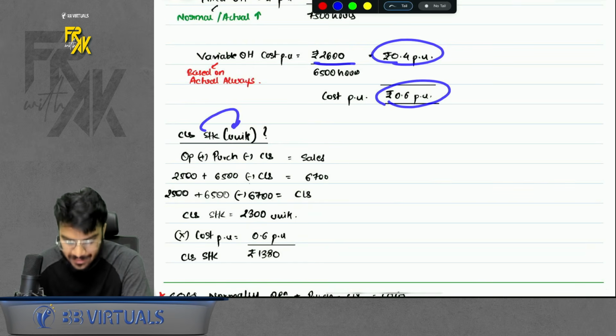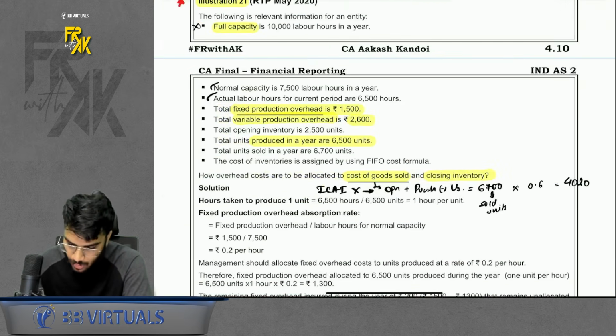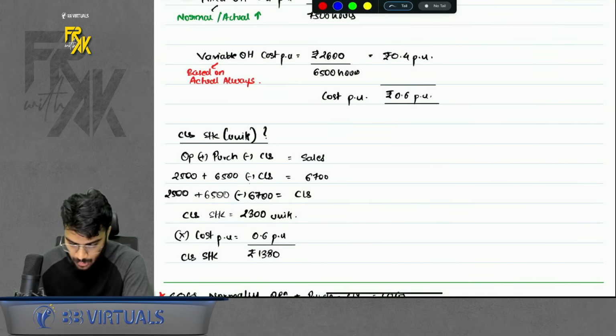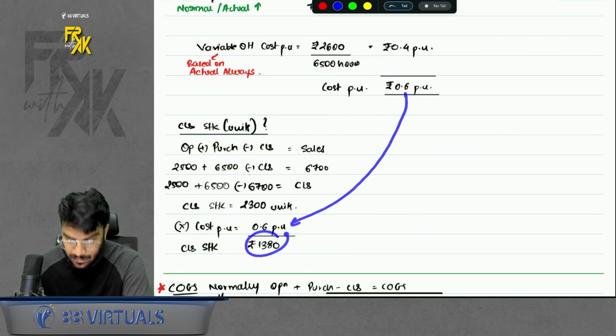Now closing stock units are missing, so apply that formula. Opening plus purchase minus closing is equal to sales. Through this formula you can get the closing stock amount. Opening is given, sorry, production is given, sales is given, and closing stock you can find with this formula. So you get 2300 units. Now the cost per unit is 0.6, so you will get the closing stock amount.